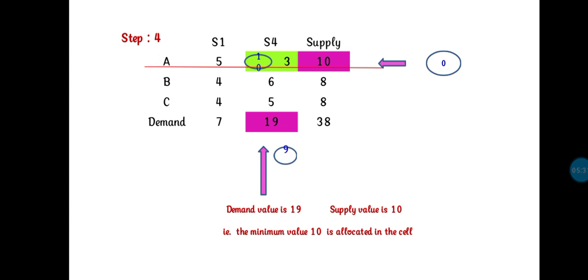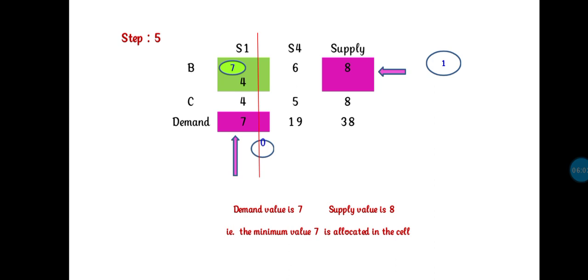Then subtract the same value from demand and supply. Subtracting 19 minus 10, we get 9. That is the demand value is 9. And subtract this value 10 from the supply. Subtracting these two values, we get 0. Finally, where do we get 0? The row A supply value is 0. So we need to cross out the entire row.